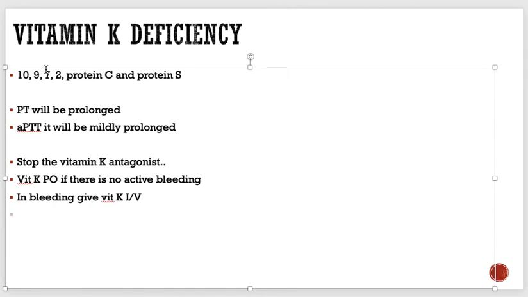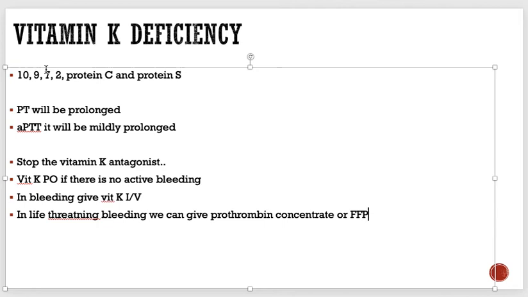If the patient is bleeding too much and it cannot be stopped, or there is life-threatening bleeding, we can give the patient vitamin K. We can also give prothrombin complex concentrate, PCC, or fresh frozen plasma, okay? So in life-threatening bleeding, we can give prothrombin complex concentrate or fresh frozen plasma. This thing is important. So that is vitamin K deficiency.